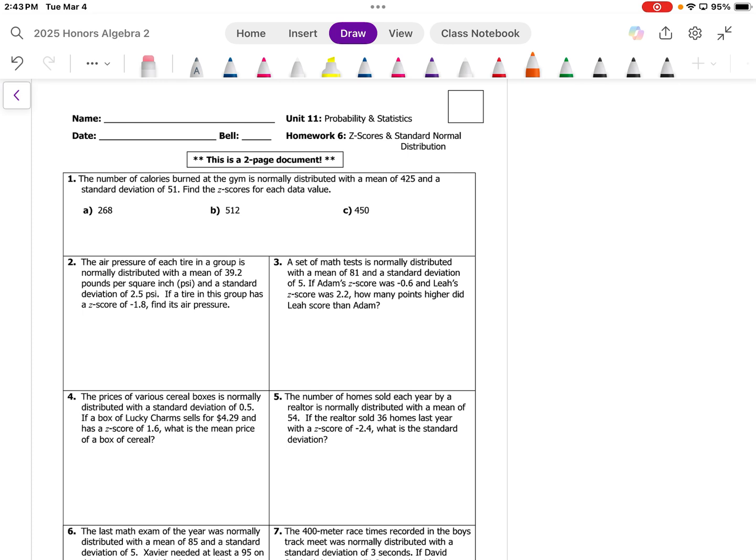Just pay attention if it's a Z or an X. If it's a Z in the parentheses, that means you're using a mean of 0, standard deviation of 1. If it says X in the parentheses, you're using the actual mean and the actual standard deviation for that problem in that feature of the calculator. Okay? Questions? Okay.